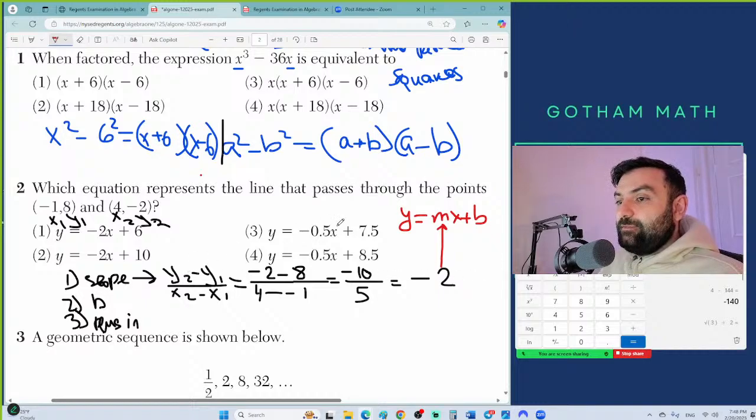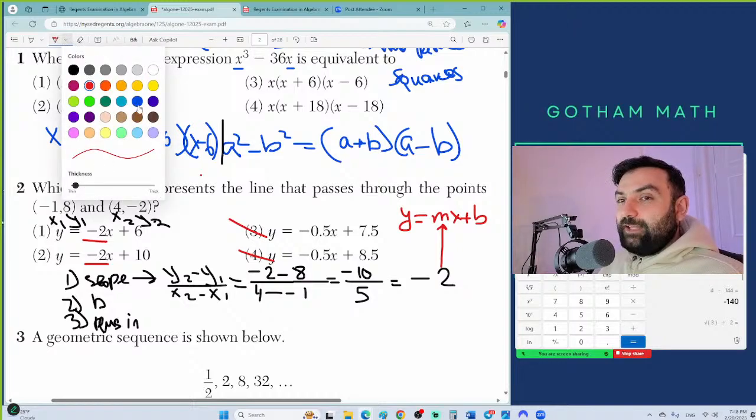And right away, we can see that there are only 2 answers, here and here, that have -2 for the slope. So 3 and 4 are wrong. Now we have to find the b. Now we have to find what is that last number there. How are we going to do it?